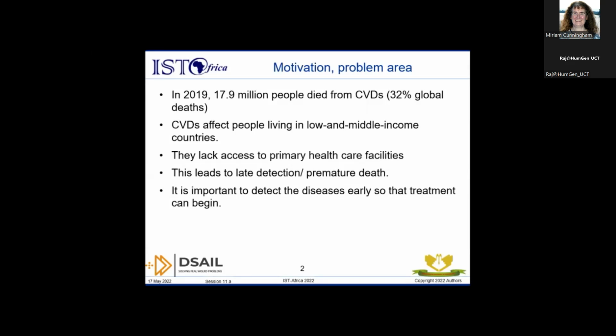Cardiovascular diseases affect people who live in low and middle income countries, and this is because they lack access to primary healthcare facilities, and therefore they lack access to early detection programs, and this leads to late detection in the cardiovascular diseases. And if a diagnosis is made too late, it may also lead to premature death. And therefore, it is important to detect these cardiovascular diseases early enough so that the treatment of the patients can begin.